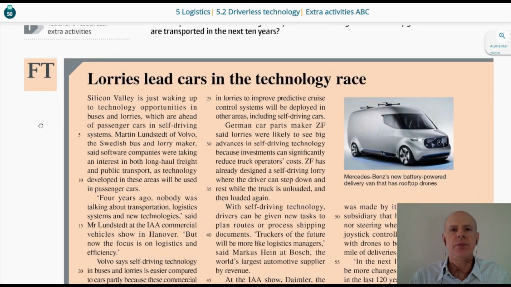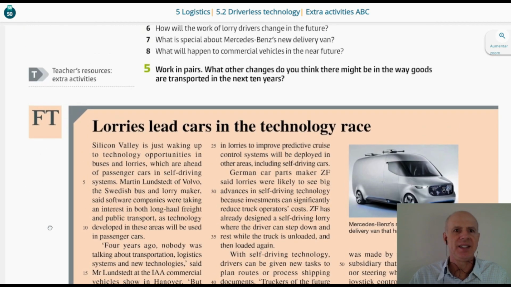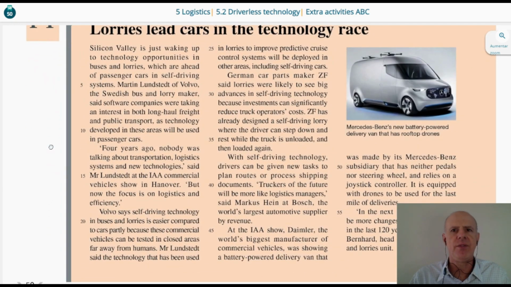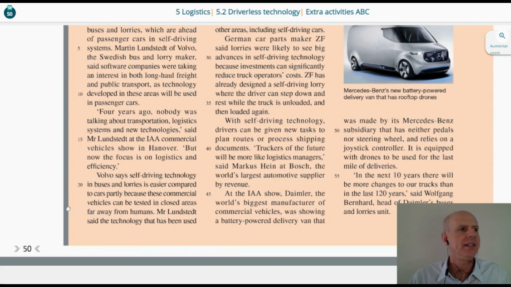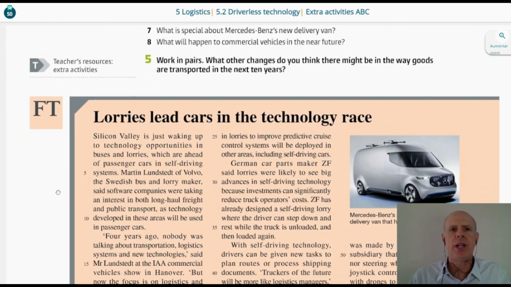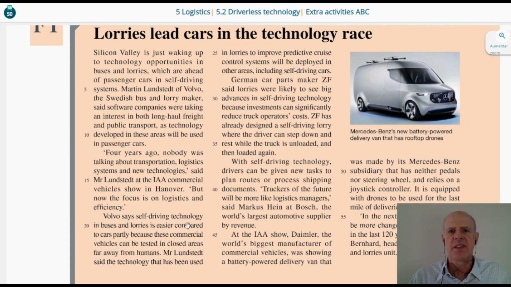How will it change in the future? But basically here, right? Managers. Interesting. Seven, what is special about Mercedes-Benz new delivery van? Well, its aspect is something. I would say that it's part of the answer. And eight, what will happen to commercial vehicles in the near future? Well, this is the paragraph where you can find the answer.